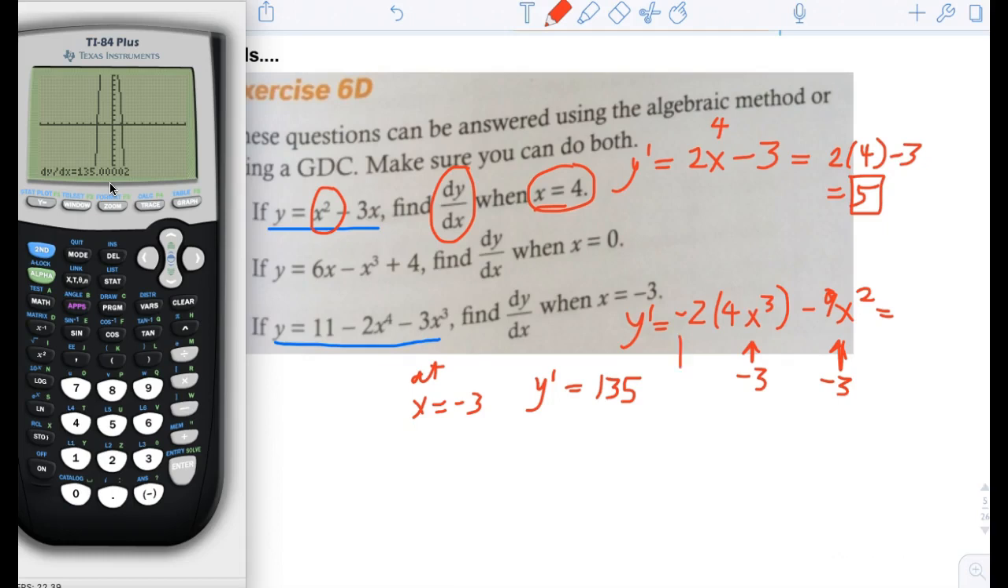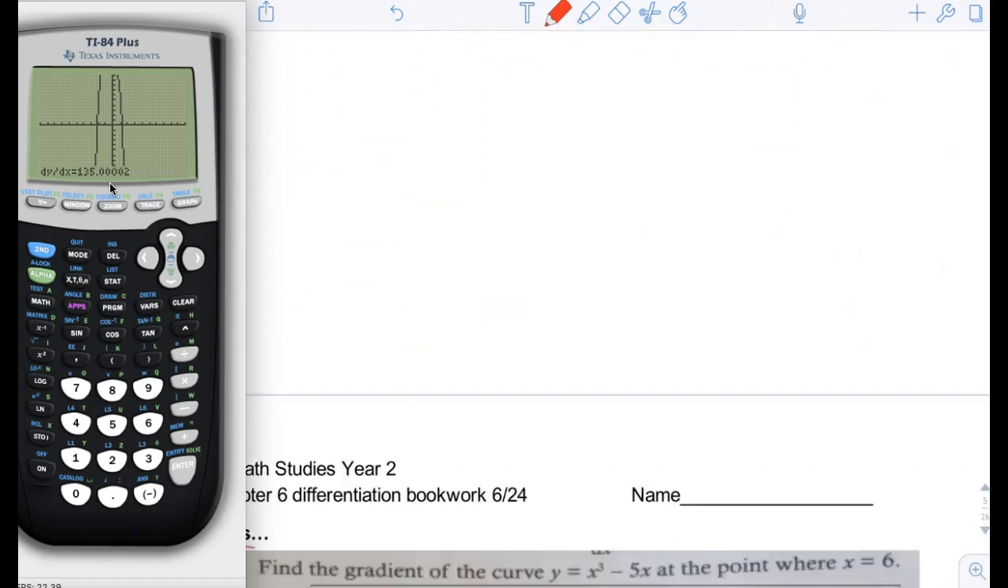So if you did this math here, if you did -3 cubed, that would be -27. You multiply that times 4, and you get -108. You multiply that times -2, you get positive 216, and then et cetera, you're eventually going to get 135 exactly here, not 135.00002. Okay, let's move on to the next page.